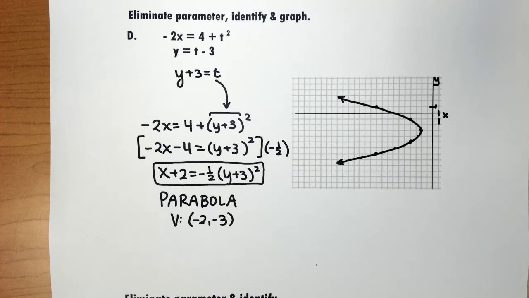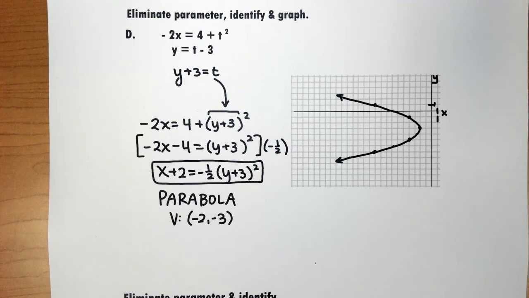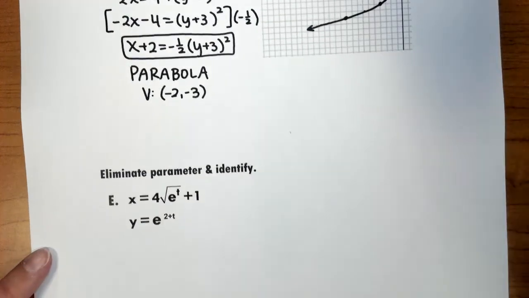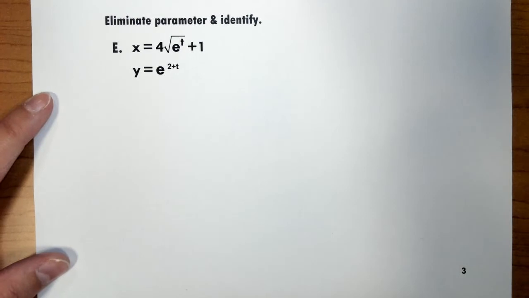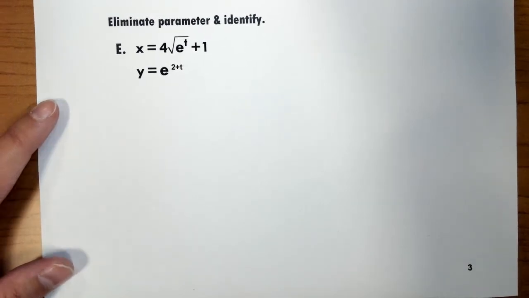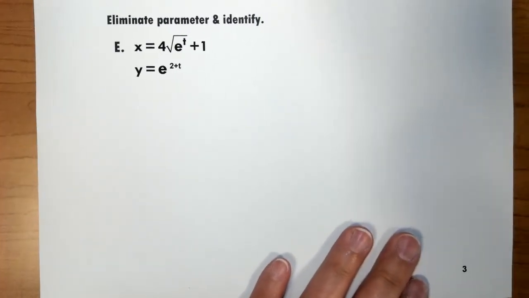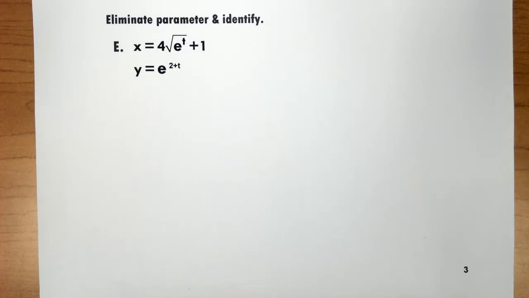All right, last example we're going to do, and then you guys are going to work through your homework for tonight. Letter E, example E. We want to eliminate the parameter and identify. So in this case, we are not going to graph. I'm not going to graph this one. You will graph on your homework. All right, example E. We've got these two equations. X is equal to 4 square root e to the power of t plus 1, and y is equal to e to the 2t.